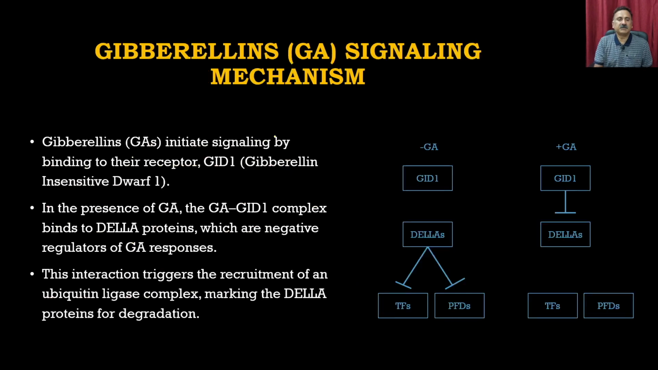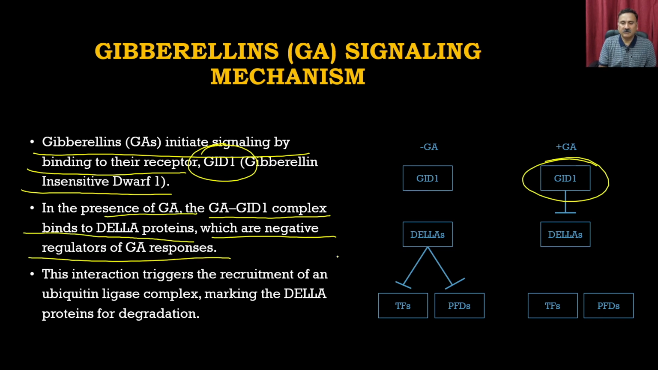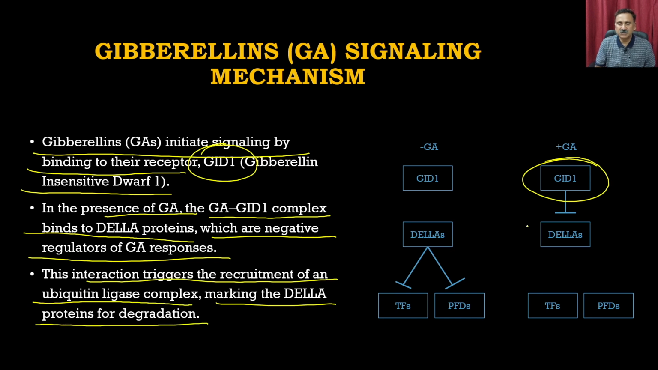How the signaling works? Gibberellic acid initiates the signaling by binding to the receptor called GID1, or Gibberellin Insensitive Dwarf 1. So this is the GID1, right? In the presence of GA, the GA-GID1 complex binds to the DELLA protein, which is a negative regulator of the GA responses. This interaction triggers the recruitment of a ubiquitin ligase complex, marking the DELLA protein for degradation.